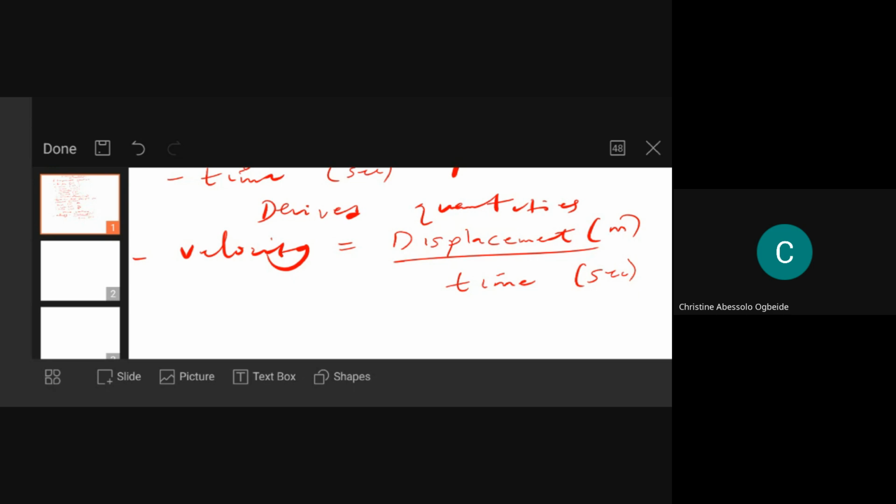So anything that has the unit meters has the dimension of length. Anything that has the unit kilograms has the dimension of mass. Anything that has the unit second has the dimension of time, which is capital letter T. All right, so you should be able to take note of these things.